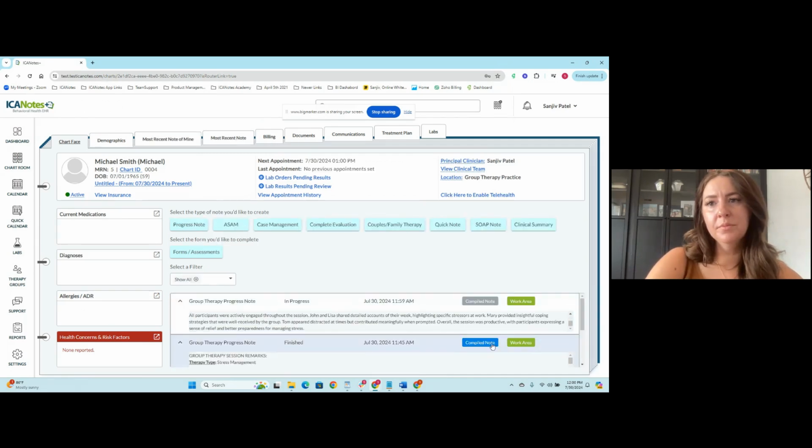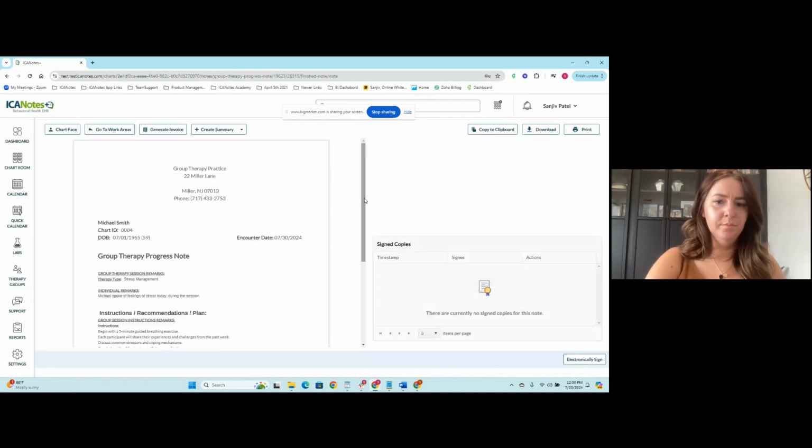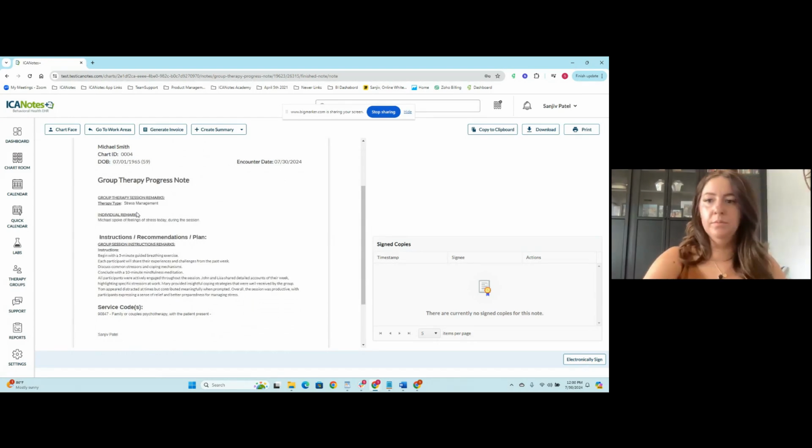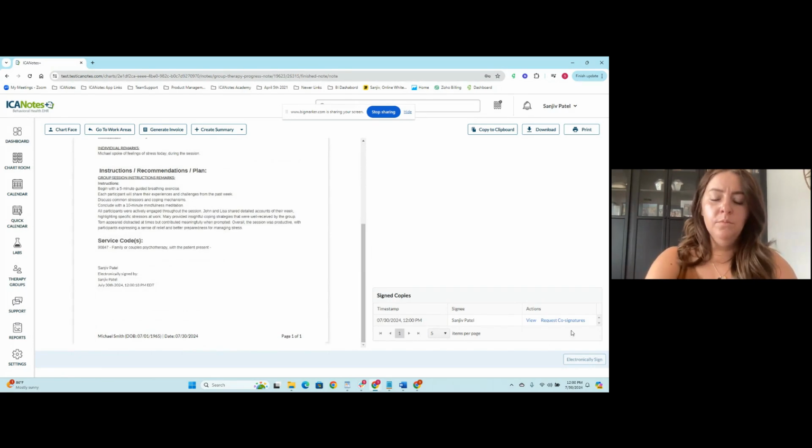So I'm going to go ahead and show you a previous note that was created. So here I have the group therapy session, stress management. Michael spoke of feelings of stress today during the session. Here are the instructions for that session. So I can go ahead and electronically sign this note. And this would be also ready for co-signatures as well.